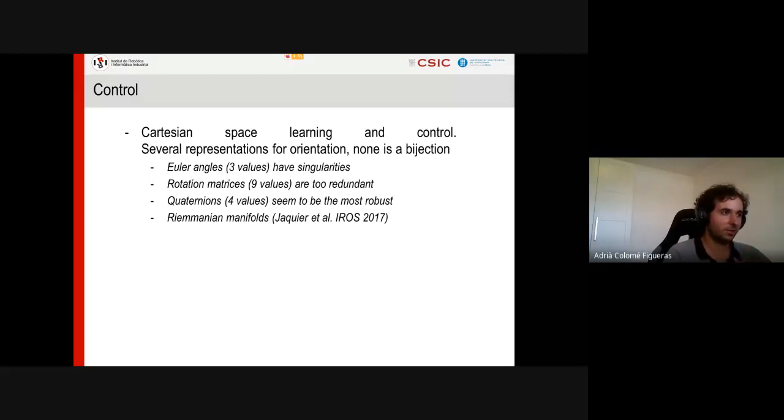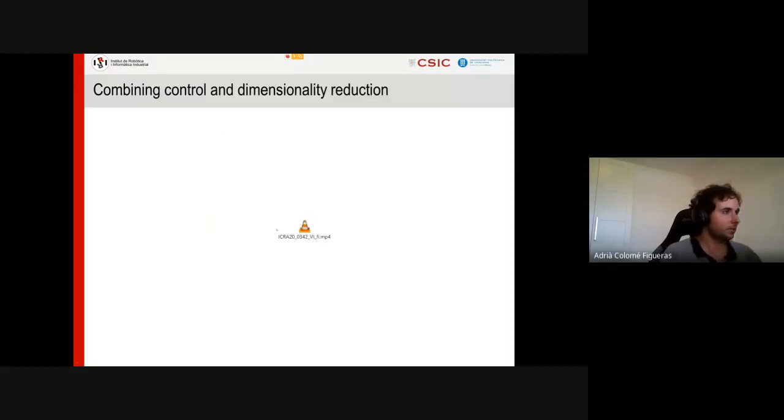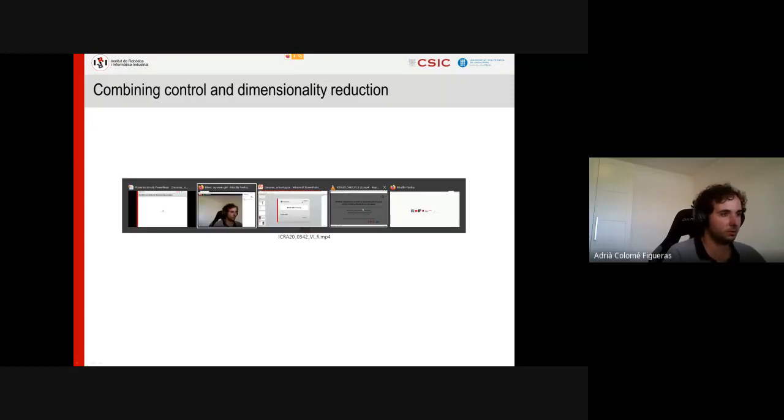Another approach that is being used by some people lately is using Riemannian manifolds. So basically, using the space of SPD, symmetric positive definite, matrices for characterizing orientation. This is a little bit complex from the mathematical perspective, but it works pretty well. But this is something you have to consider if you want to learn motion and you want to use orientation. And also combining control and methods like dimensionality reduction.